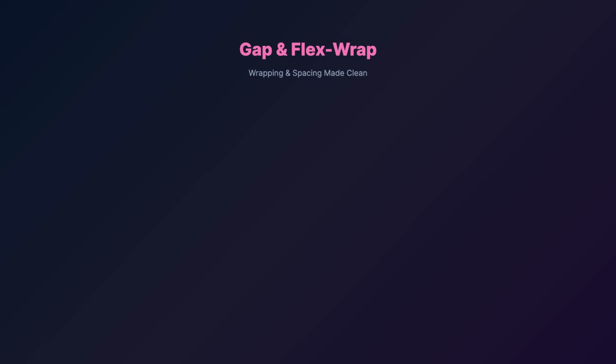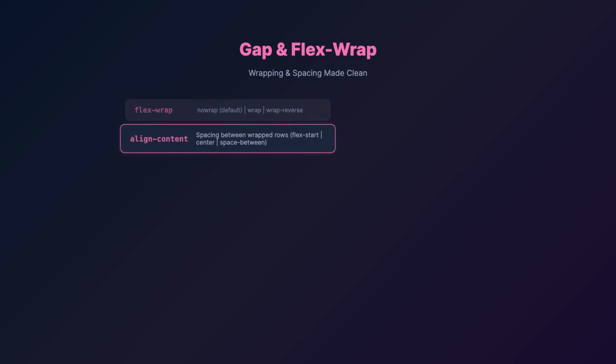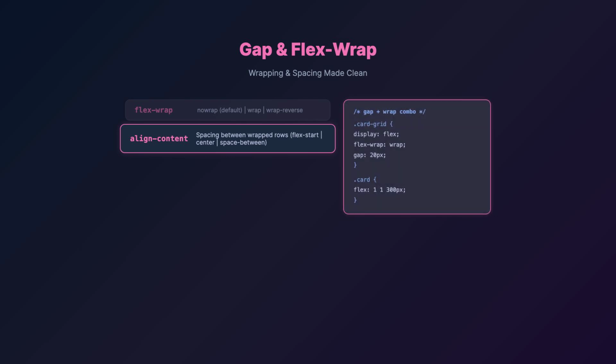Flex-wrap controls what happens when items don't fit in one line. The default is no wrap. Items squeeze together even if they overflow. Wrap lets items flow to the next line when they run out of space. Wrap-reverse puts overflow items above instead of below. Without flex-wrap, a row of 10 items crams into one line. With flex-wrap, they break into multiple rows naturally.